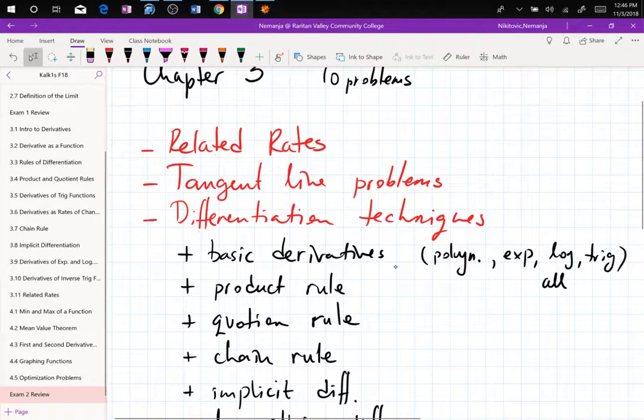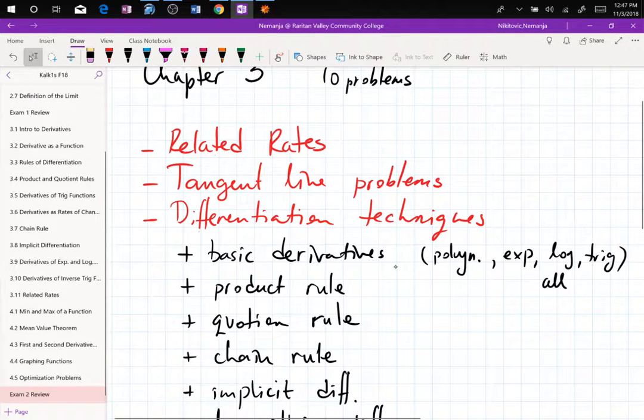But it could be implicit differentiation, product rule, quotient rule, or any stuff like that. Differentiation techniques. The entire chapter is teaching you how to do differentiation, right? So the derivative of sine is cosine, the derivative of cosine is negative sine, the derivative of tangent is secant squared. What I usually say to students is, if you don't know the list of basic derivatives, don't bother signing up for Calc 2 or anything like that.